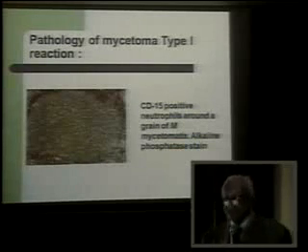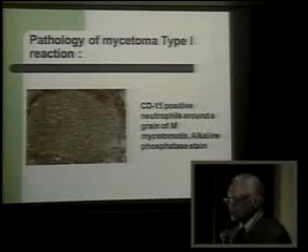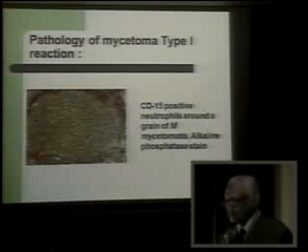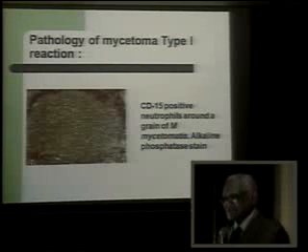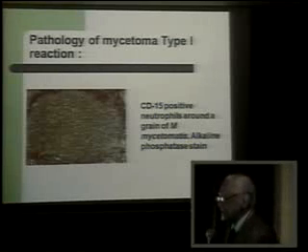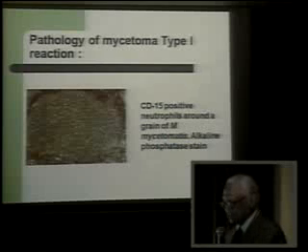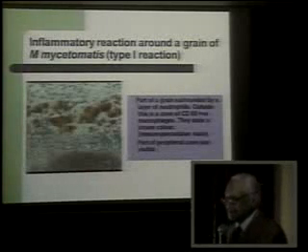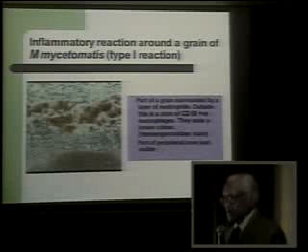And here, this is a special stain, immunohistochemistry, staining for CD15. CD15 stains neutrophils, and as you can see, this brown layer outside the grain is CD15 positive, indicating that these are neutrophils as we saw them in the H&E section. And this is an alkaline phosphatase stain. And here is the inflammatory reaction around the grain of Madurella mycetomatis in type 1 reaction.